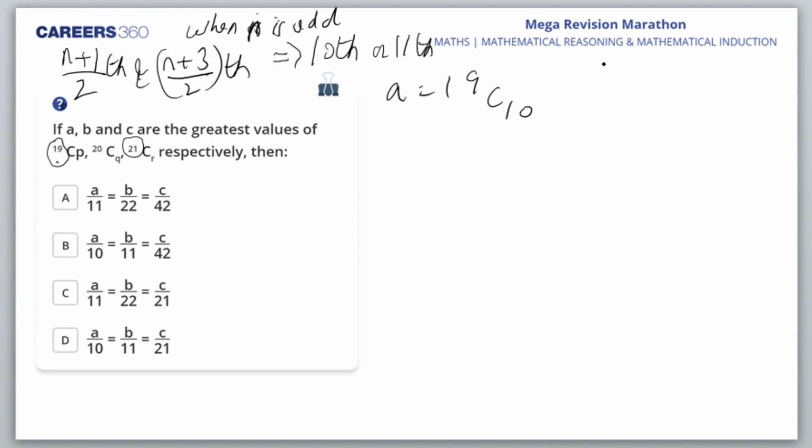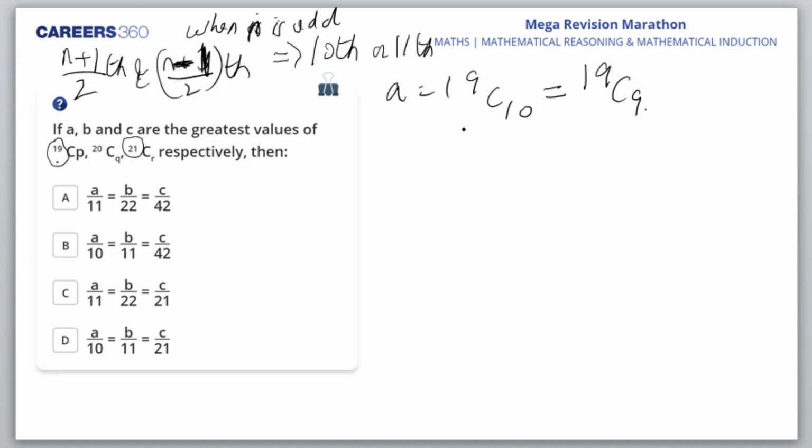19C10 or 19C9, that's one and the same thing. n plus 1 by 2 and n minus 1 by 2. I'm sorry, n minus 1 by 2 or n plus 1 by 2. Now for A, I get 19C10 or 19C9. That's one and the same thing.